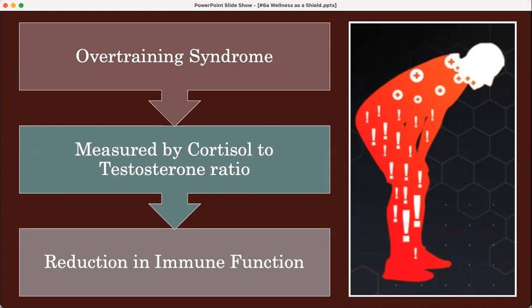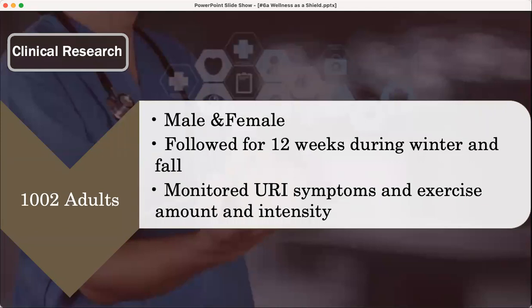This overtraining syndrome can be measured by taking blood and measuring the cortisol to testosterone ratio. With increasing cortisol, overtraining syndrome, you see a reduction in the immune function. So you're not generating your own antibodies to kill off pathogens. This research looked at 1,000 adults. They were followed for a 12-week period during the winter and fall, and they were monitored for upper respiratory infections. And their exercise amount and intensity was followed.